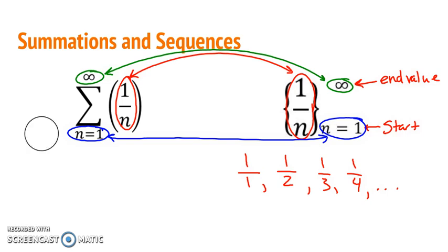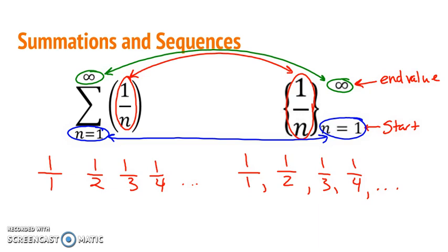Okay? My start value is down below here. N equals 1 is my start value. Infinity is my ending value. Okay? In order to figure out what I'm plugging my n values into, I'm going to look at the same formula that I did for my sequences. Okay? So my first 4 terms in this are going to be 1 over 1, 1 over 2, 1 over 3, and 1 over 4. And that's going to continue on.